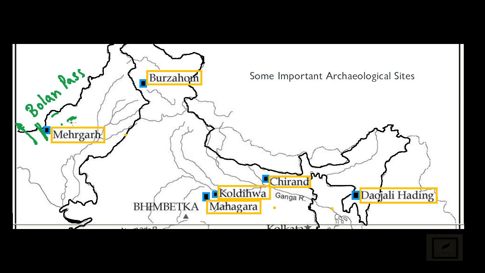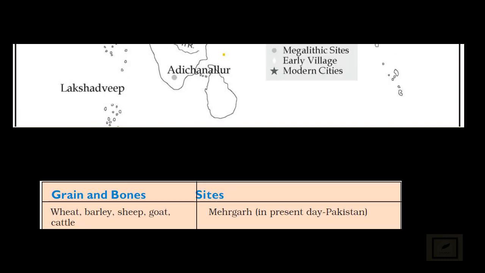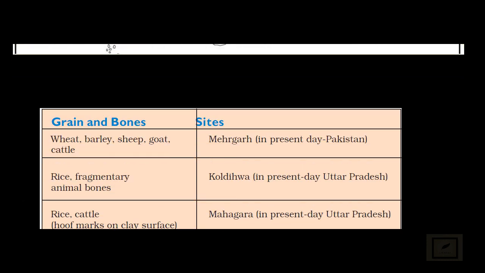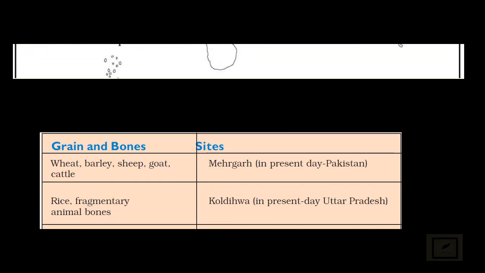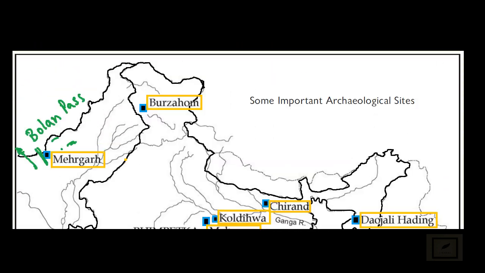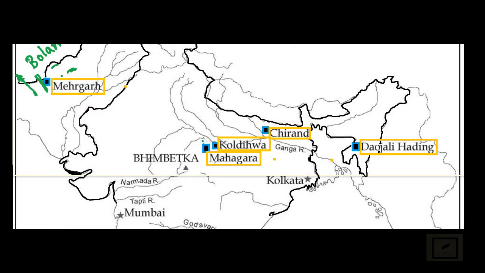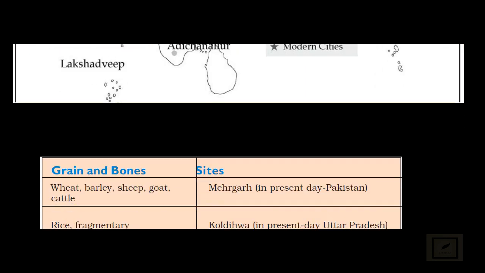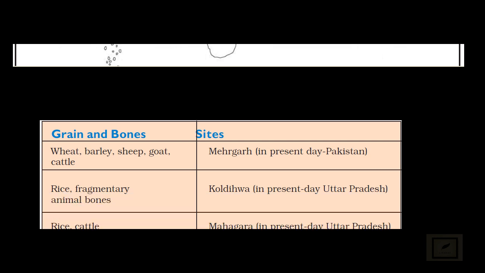Now nearby Mehergarh, wheat, barley, sheep, goat and cattle are the regular things that the archaeologists have found. So they do suggest they were of Neolithic age. Similarly, in Koldihawa in present day Uttar Pradesh. This is Koldihawa. It's below the Yamuna River and nearby this Son Betwa area. Now, this Koldihawa area is where the archaeologists suggest the early men lived in the Neolithic period, where we have found rice and fragmentary animal bones. They were broken parts of bones.